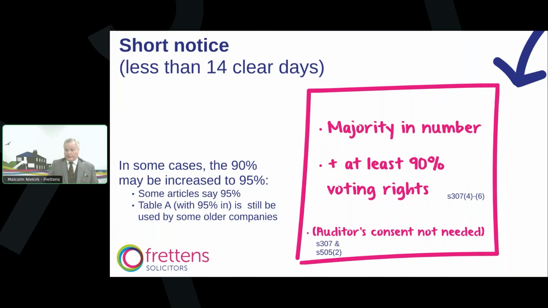And to consent to short notice, you need a majority in numbers of the members, and those consenting to short notice have to have a huge majority of the voting rights. They've got to hold at least 90% of the voting rights, and that 90% might be increased to 95%. So really the safe rule of thumb is to look at unanimity for short notice. If you've got unanimity, if all of the shareholders agree to it, then you're in the clear. If there's going to be some dispute about it, then you need to look at the articles and you need to make sure you're doing it properly.